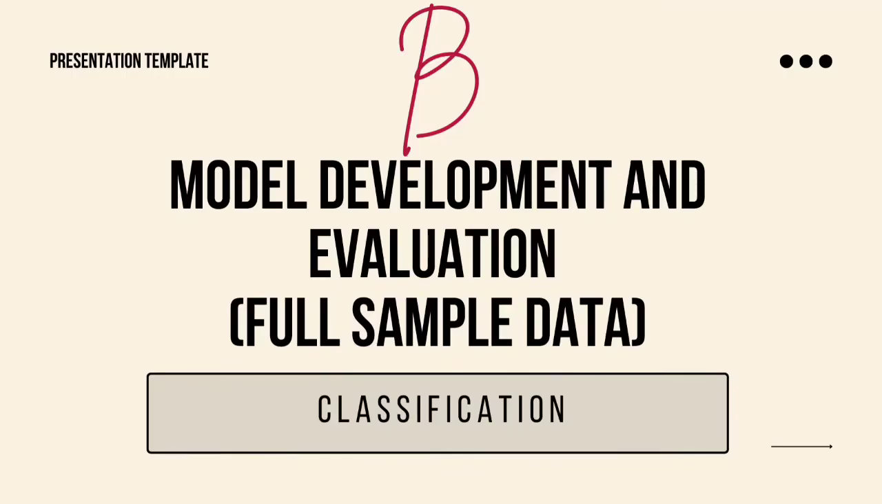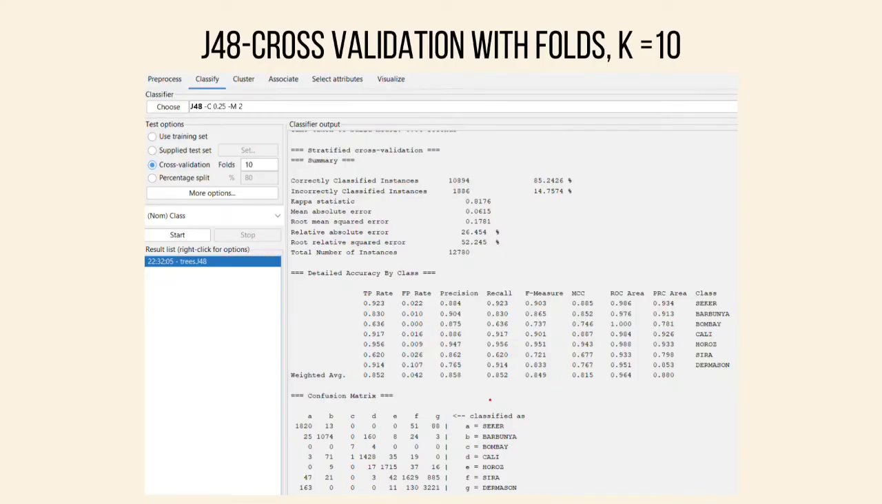Next, for part B, we need to do model development and evaluation. So after data selection, cleaning, and also transformation, a classification method was used in the following step to ensure that the data was accurate enough for the driving dataset. J48 is the classifier method utilized in this research to create the decision tree. First and foremost, we need to choose J48 as our classifier. After that, click on cross validation and set it as full 10.